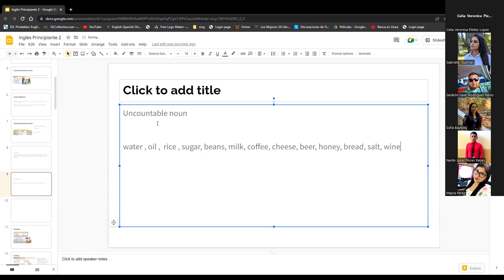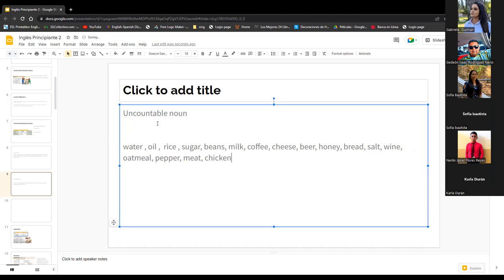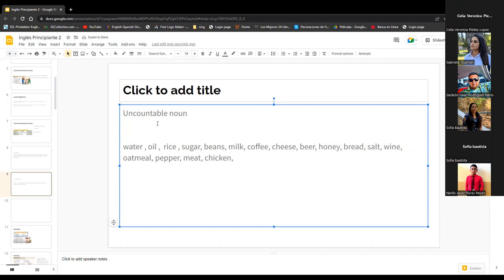Wine. Oatmeal. Pepper. Salt. Yes, salt. I guess it's already there. Meat. Chicken. That's it? Chicken, pero la carne en general, ¿verdad? Pork. ¿Qué más?